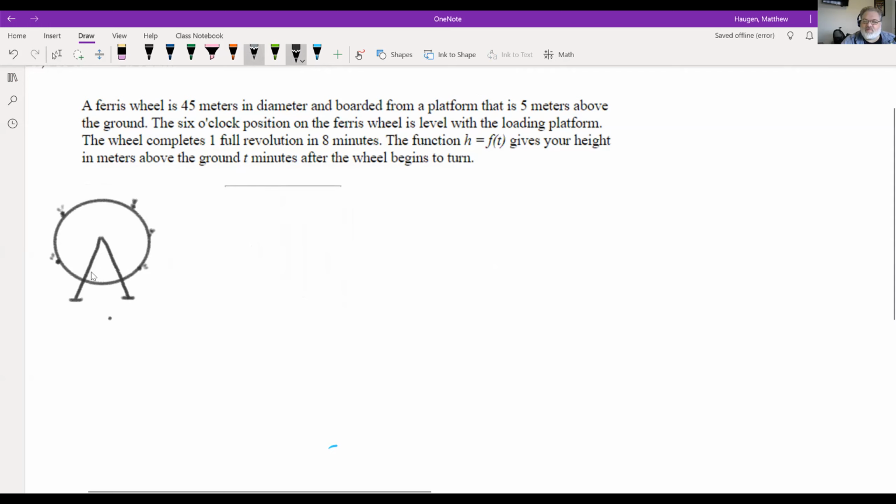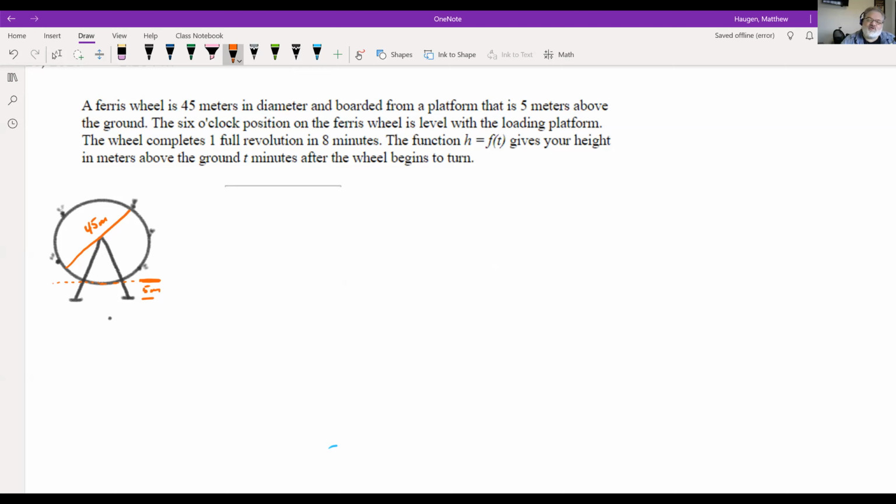We know it's 45 meters. That's a big Ferris wheel. So 45 meters in diameter. So that diameter is 45 meters. And it's 5 meters. I have a feeling this problem was originally written in feet and somebody just changed the units to meters because these measurements are high. But that's okay. It's got a platform to get on the thing. It's 5 meters high. It's level with the bottom of it. It makes a revolution in 8 minutes, and we're supposed to make a function.